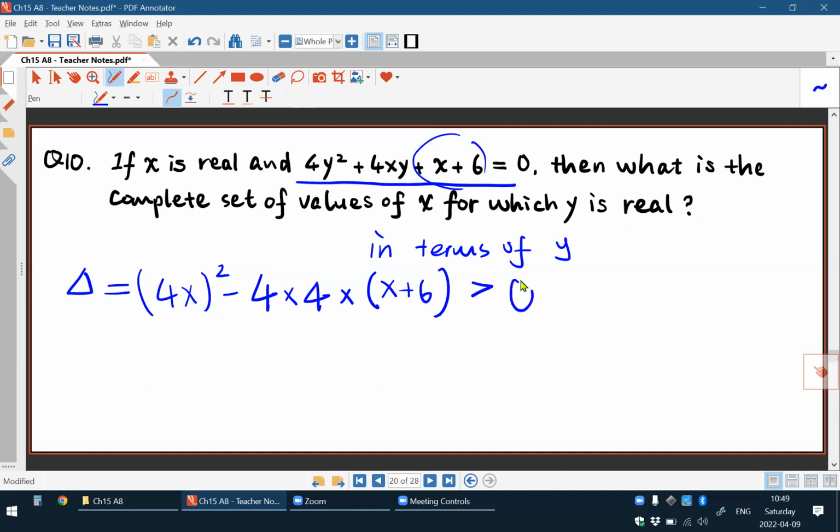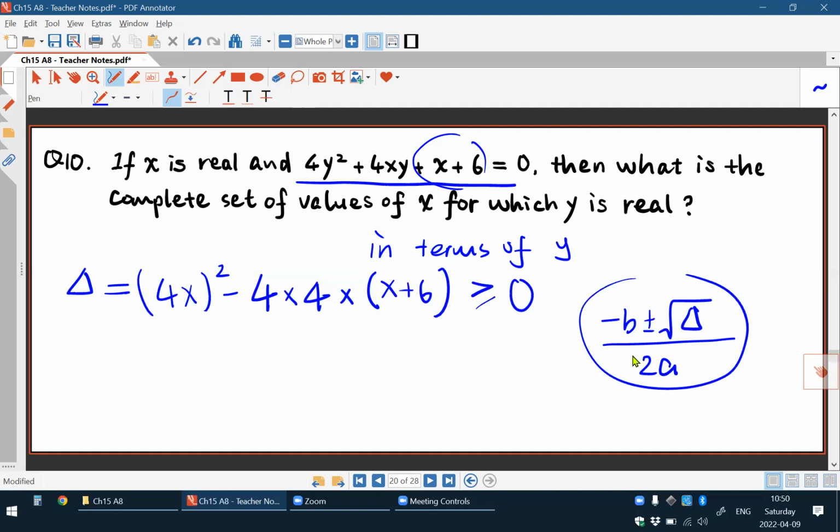Greater than, how about equal to? Yeah. Equal to will also do, right? Equal to will have a double root. That root is also real, right? Do you know why? Because the roots are given by this formula, right? So if delta is 0 or anything that is greater than 0, you will have real roots.